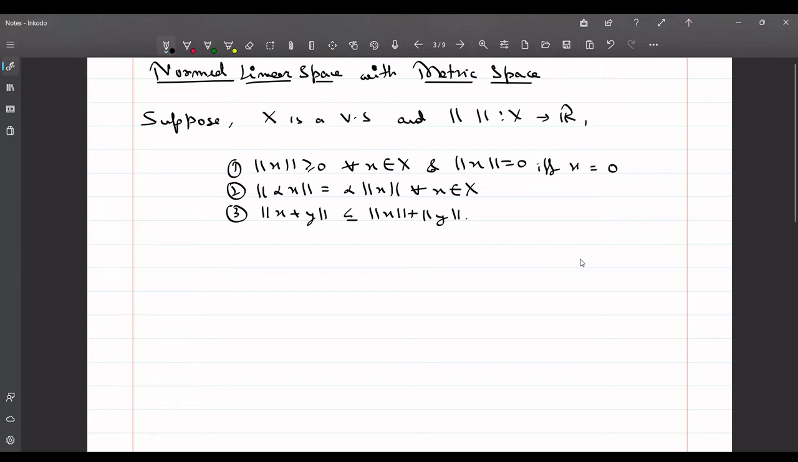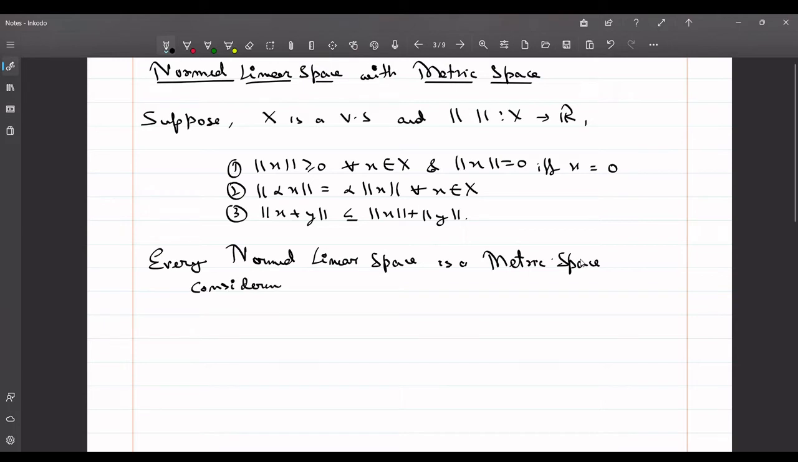Now we observed that every normed linear space is a metric space. Every normed linear space is a metric space. Considering the definition of the metric, that function d is called the metric. In a metric space, the function is called the metric. Considering the metric d of x, y as the norm of y minus x.